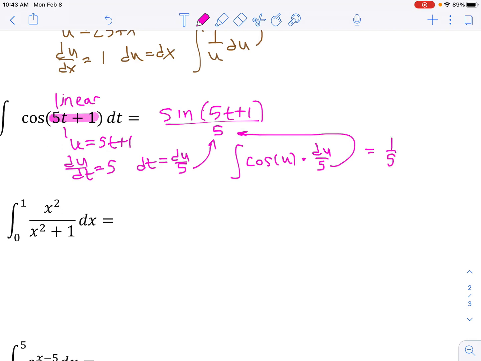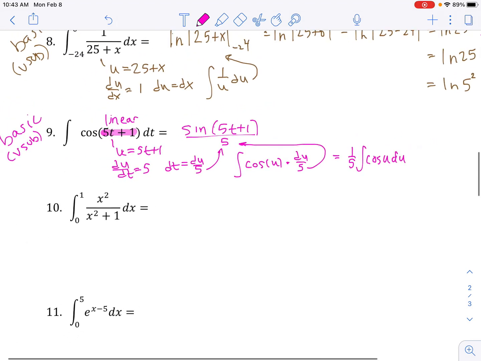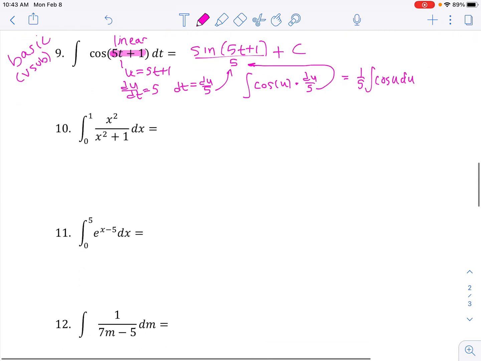So we have the 1/5 integral cosine u du, and of course the integral of cosine u du is sine. So that's why we can do that real quickly if you're comfortable with that. And then of course this is an antiderivative with no limits of integration, so we're going to put a plus c on the end there.